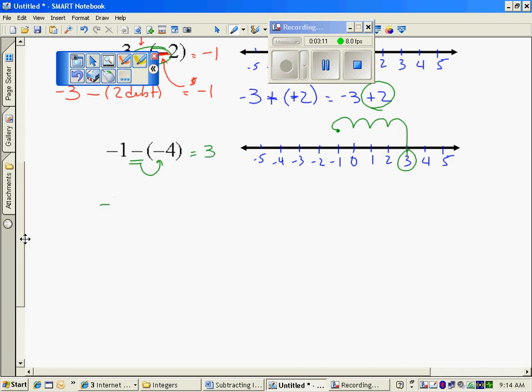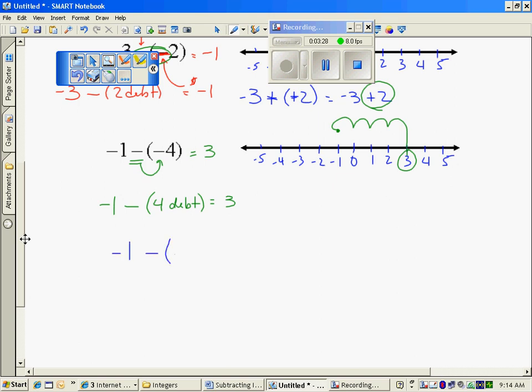Thinking of money, I'm $1 in the hole. Somebody's going to take away $4 which I owe, or a $4 debt. So if you take away that debt, I end up gaining money. I'll have $3. One more look at the same problem.